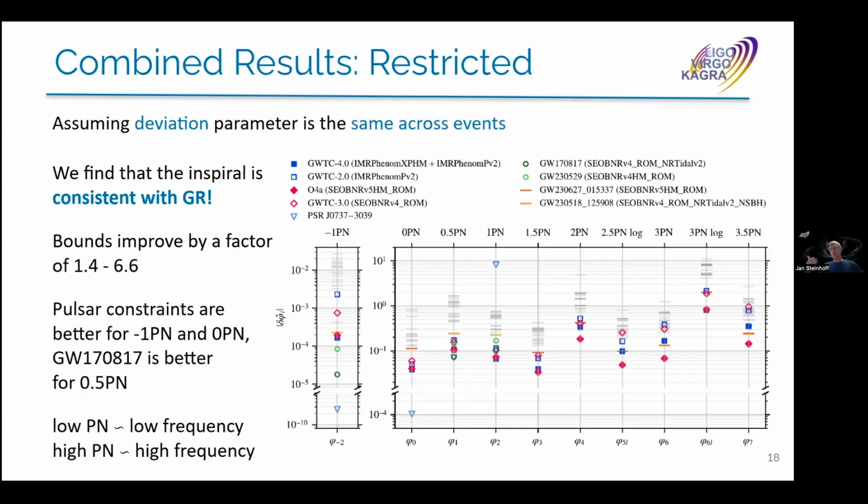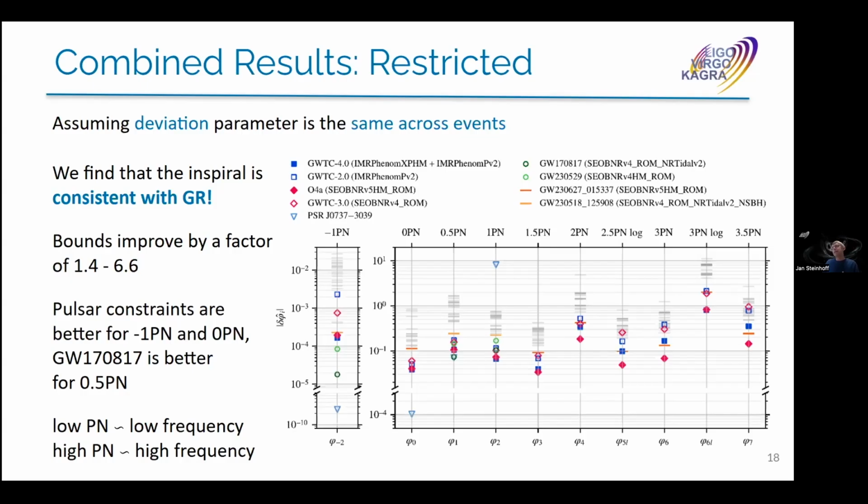Not all of the bounds presented here are the best ones available for the post-Newtonian coefficients, in particular for the low PN order ones, like the -1 PN and the 0 PN. One does get better constraints from binary pulsars. Also, for the 0.5 PN, the best constraint is coming from GW170817, which is the binary neutron star event that was detected by the LIGO-Virgo-KAGRA collaboration.